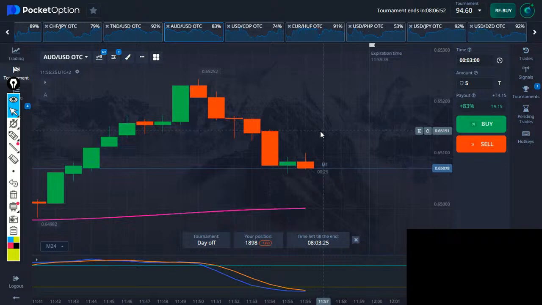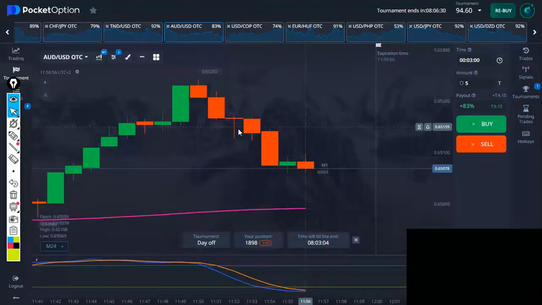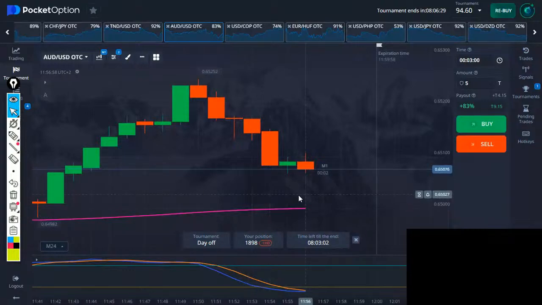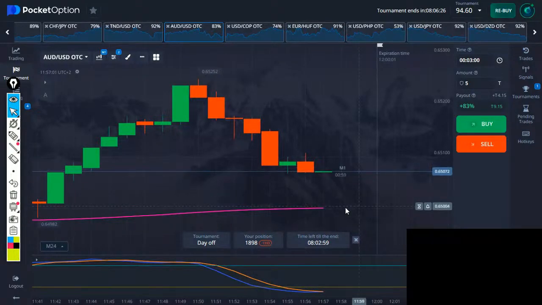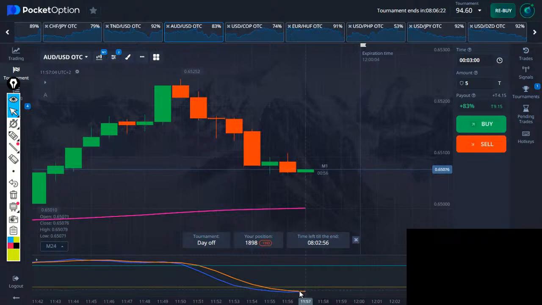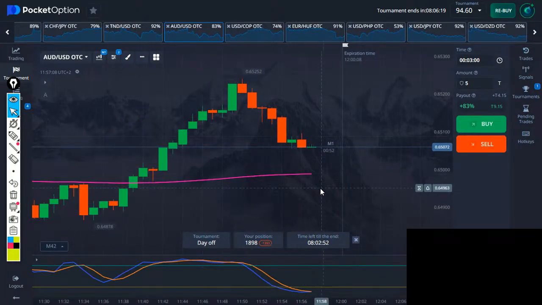Still, I think if it closes red, we won't see a cross of the stochastic lines, so we'll patiently wait for it to give us a clear entry point. Still, not yet. See, stochastic is still, both lines are very tight. Avoid trading in this situation.